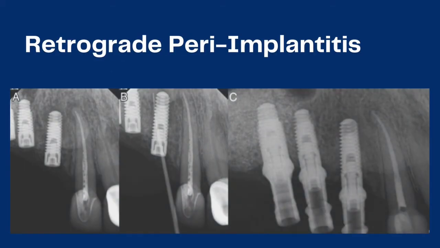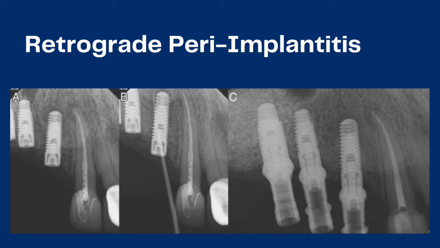Then we also have something called retrograde peri-implantitis. Here, just like retrograde periodontitis, the infection or inflammation would start from the periapical region. As we see in this picture, the adjacent tooth has been root canal treated and it has been inadequately treated. That's why there is periapical infection. Since it is very close to the implant area, the implant would get affected and infected from the periapical region.